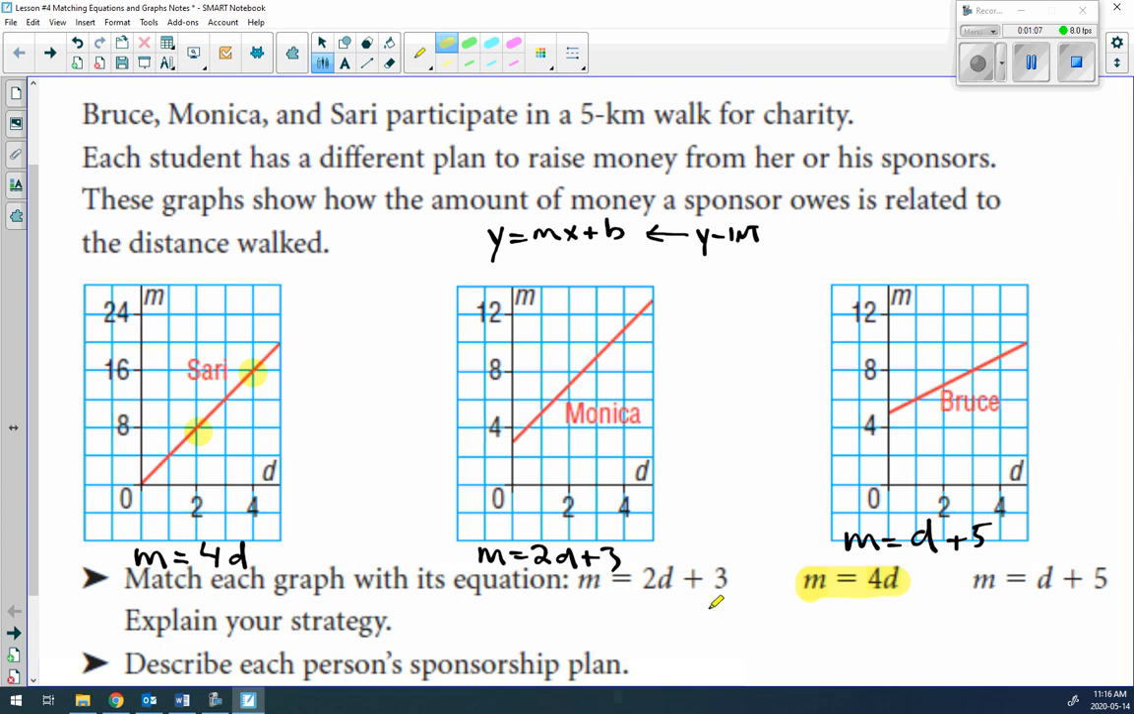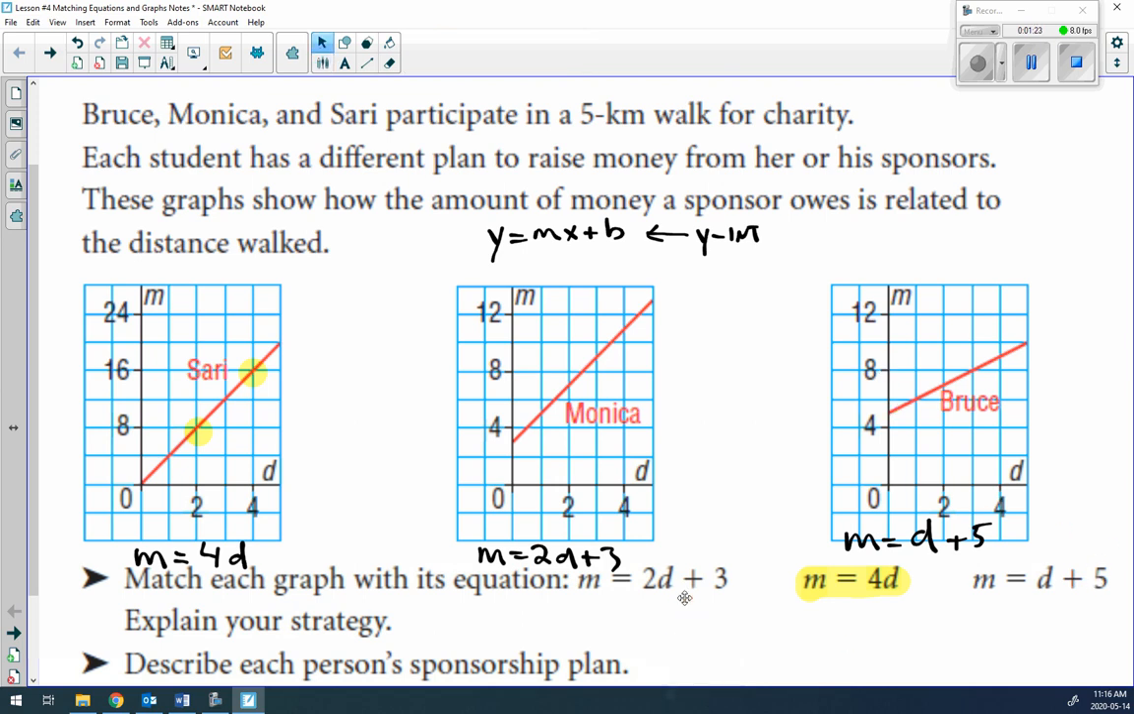Let's look at the other ones here. We've got a plus 3 and a plus 5. If you want to, you can base these graphs on the y-intercept. This one has plus 3. So if you look, there's the plus 3. That one, 4, 6, 8, so that's probably a plus 5. So that's probably the D plus 5.